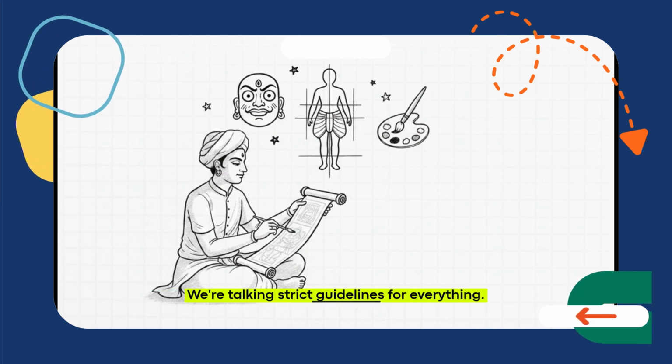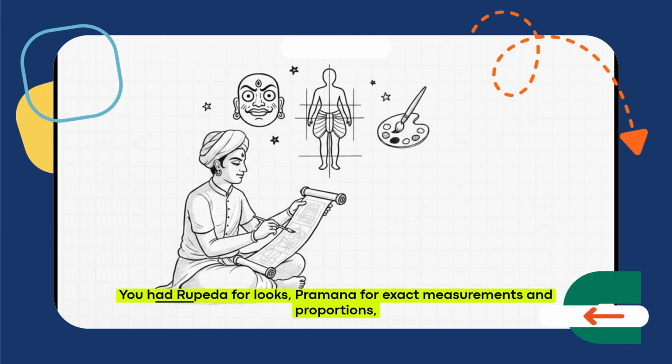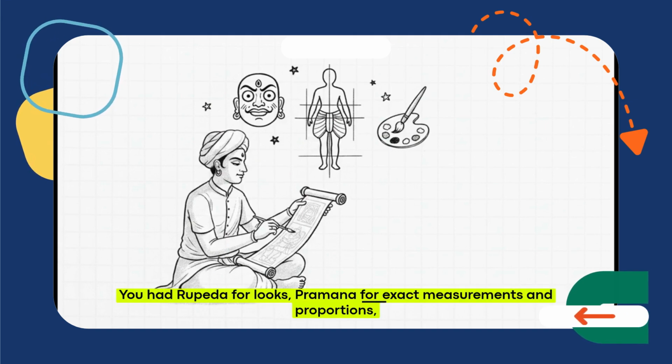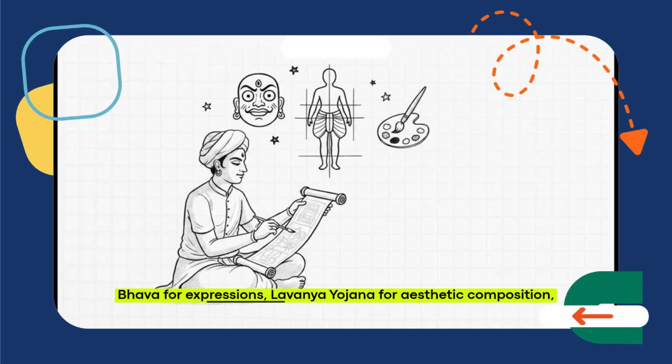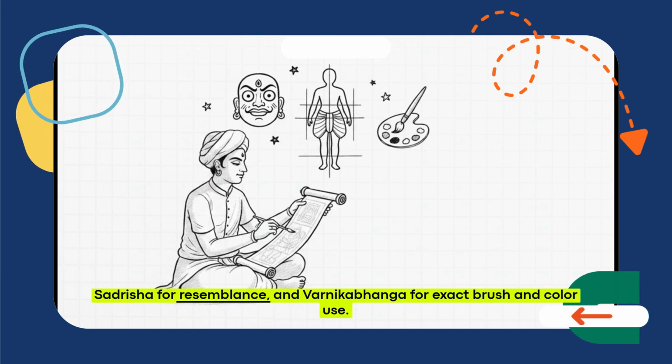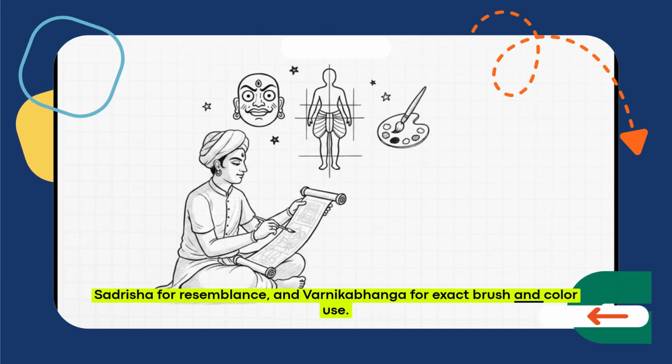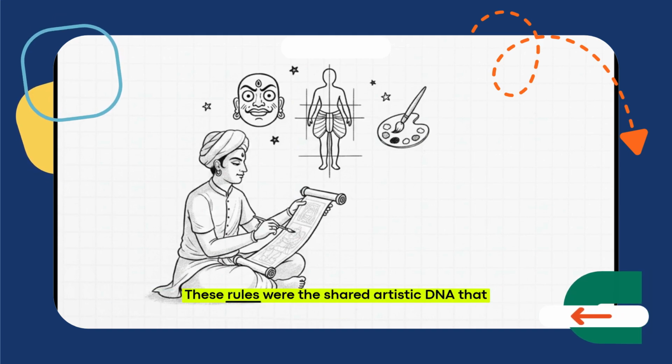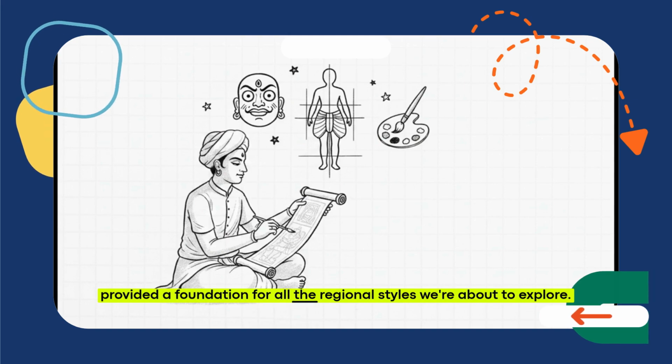We're talking strict guidelines for everything. You had Rupeda for looks, Pramana for exact measurements and proportions, Bhava for expressions, Lavanya Yojana for aesthetic composition, Sadrishya for resemblance, and Varnikabhanga for exact brush and color use. These rules were the shared artistic DNA that provided a foundation for all the regional styles we're about to explore.